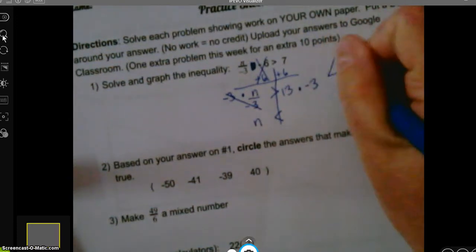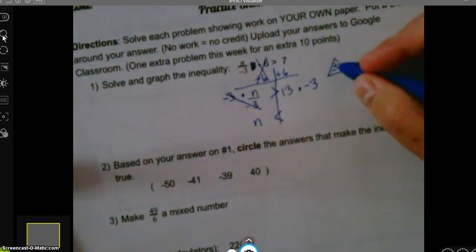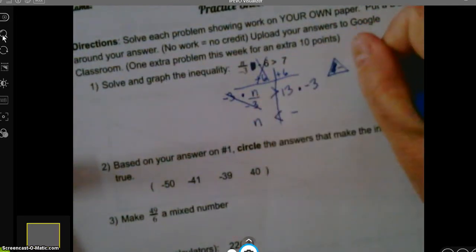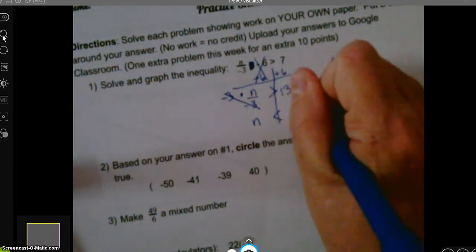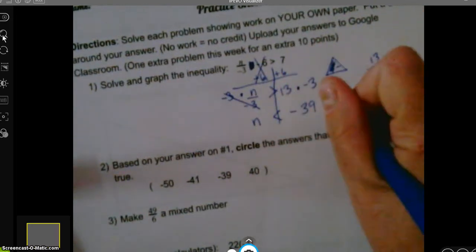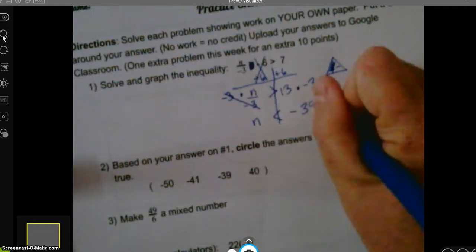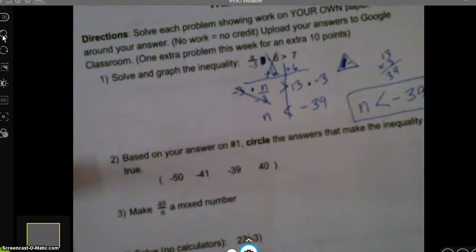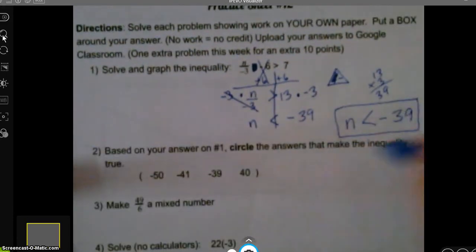Now, I have positive times a negative. So I get a negative 13 times 3, 39. So I have, make sure I can see this, guys. If you don't, make it larger. Okay, n is less than negative 39. Okay, so I'm going to make my number line now. And again, make sure I can read this, guys. If you don't think I can read this, rewrite it.